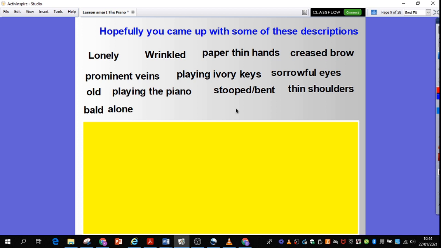He was stooped and bent. That could have been old age, but he was also bent over the piano keys, and his shoulders were quite thin and gaunt. Gaunt is a much better word than thin, actually, and I might use that in my writing. He was bald, and I put he was alone. Now remember, we've had this discussion, particularly in Shackleton class, about can you be alone and lonely, or can you be just lonely or alone?